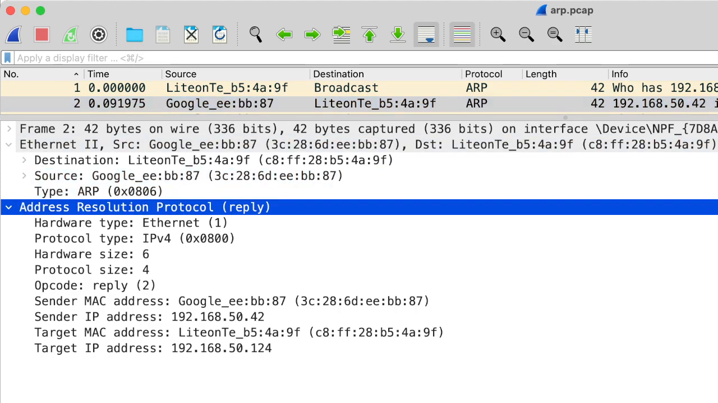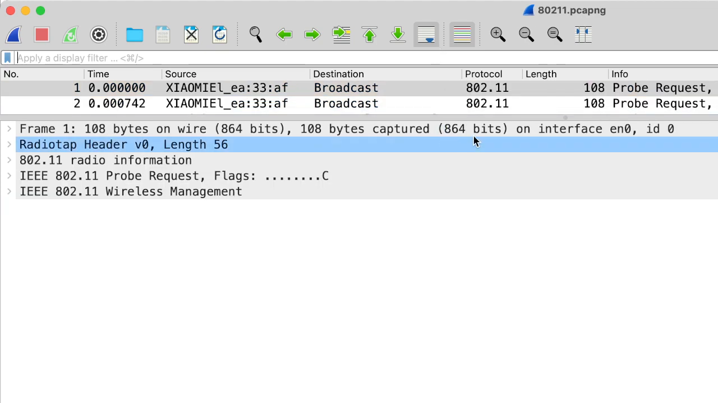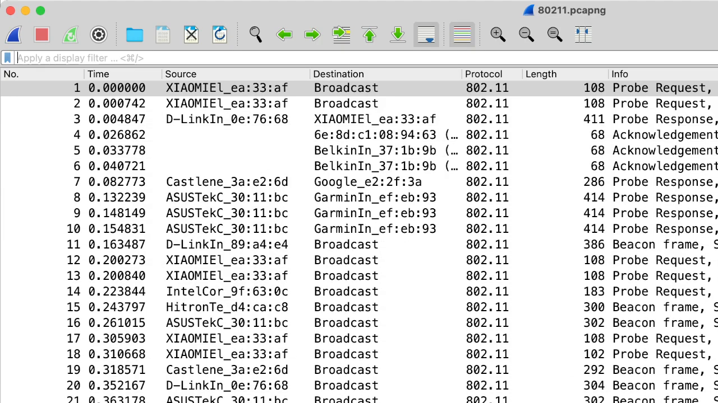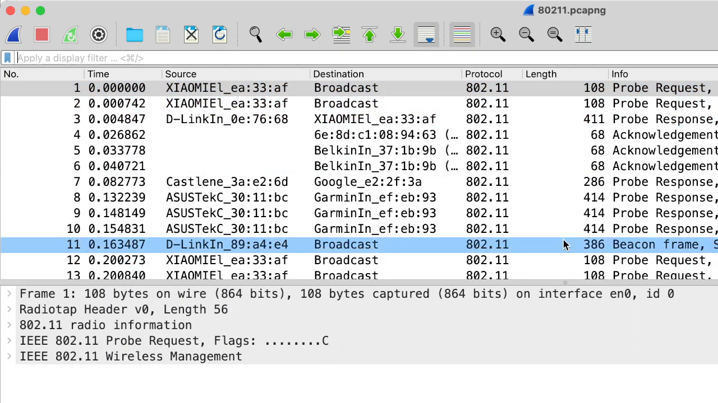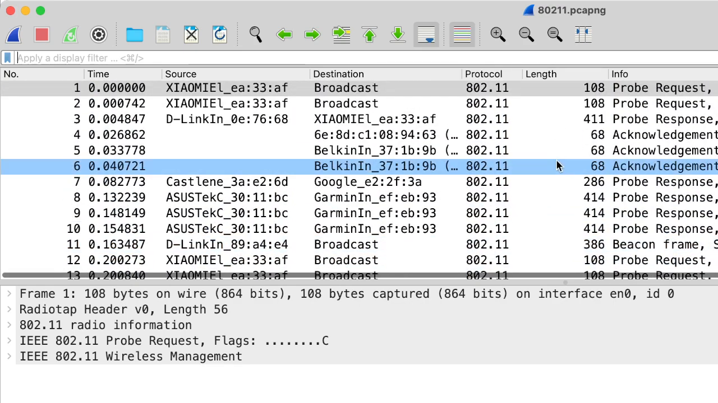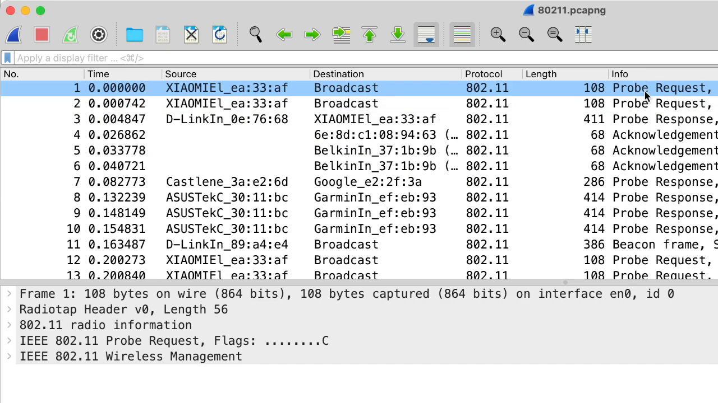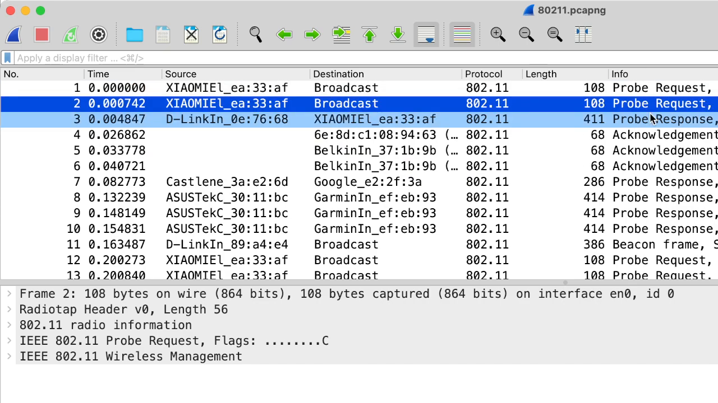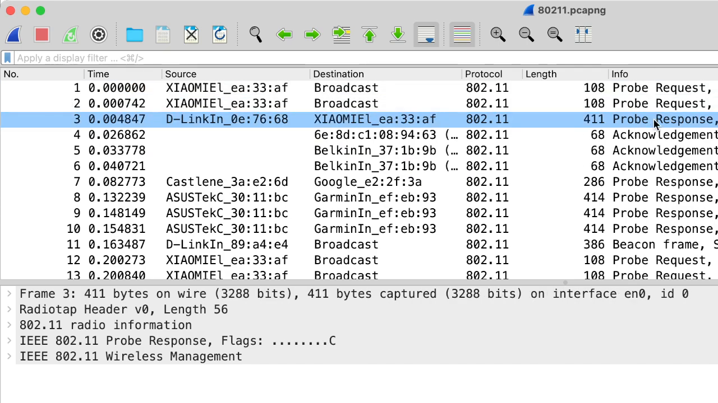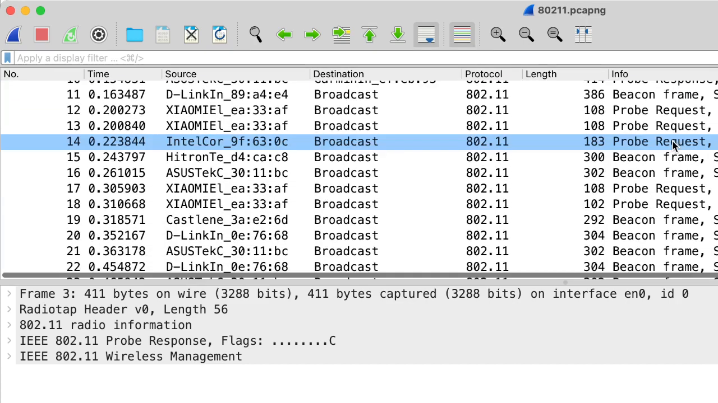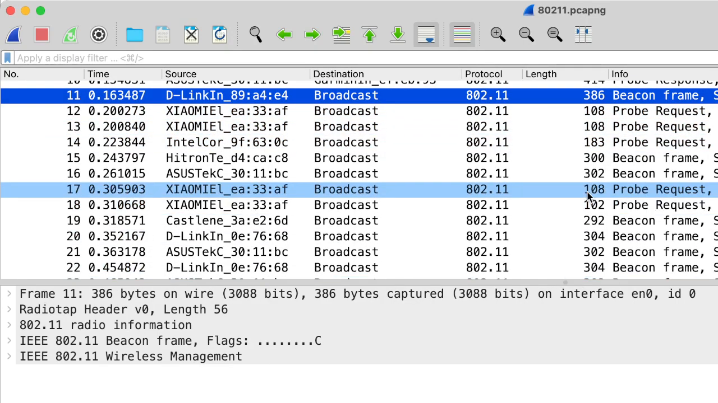Okay, that is one of the examples. The other one I'd like to show you is about 802.11. As we mentioned before, if you capture the frames of Wi-Fi, you can see that there are several different types of packet, different types of frame. Right here again, the first one I'd like to show you is this one. It's the beacon frame.